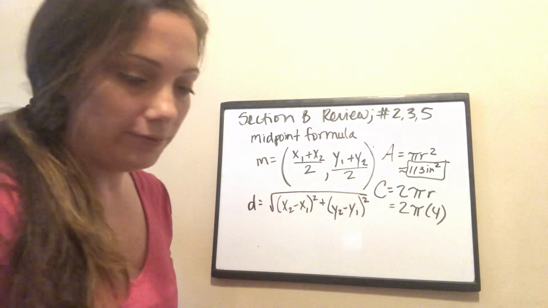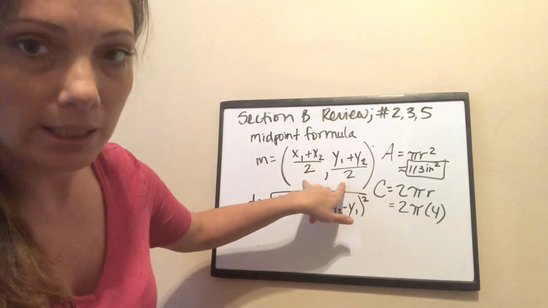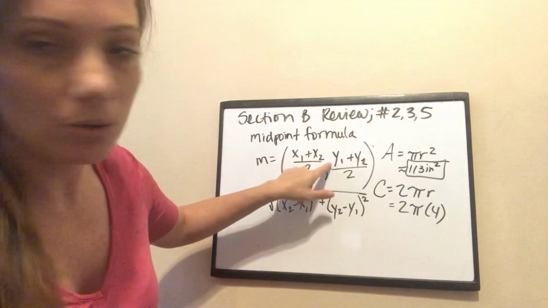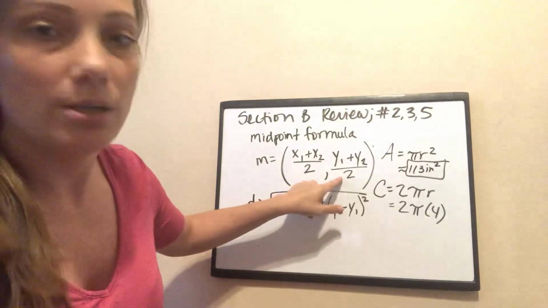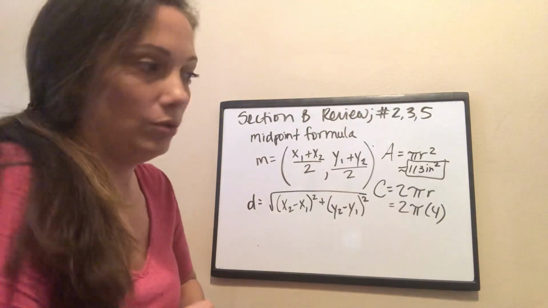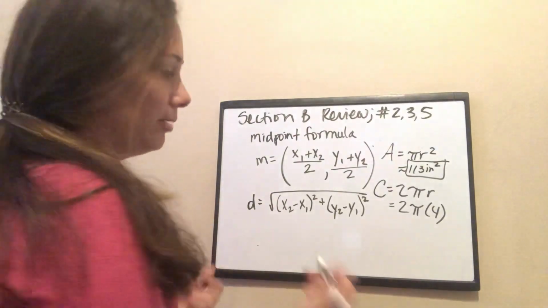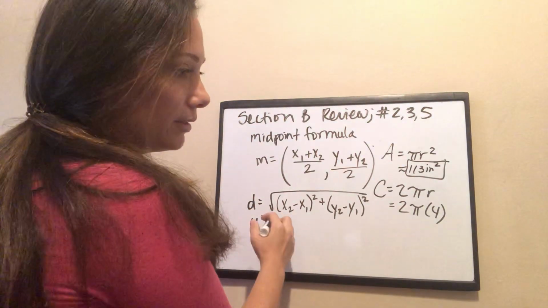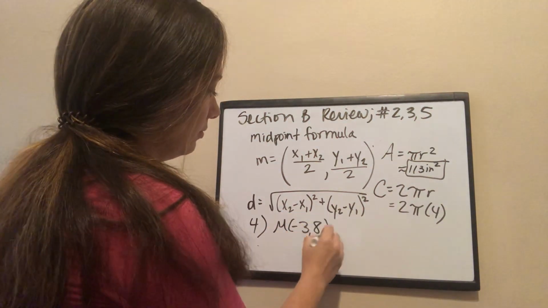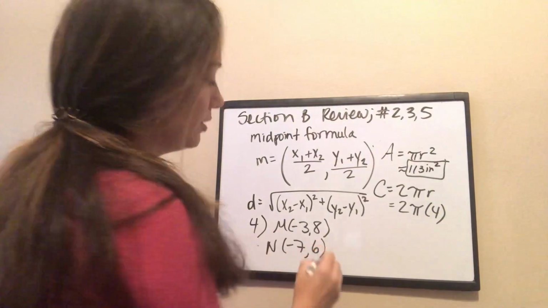All right, 4 and 5, you can use the midpoint formula if you'd like, and I put that here. The midpoint formula simply takes the x coordinates and finds the average, or the middle of them, and takes the y coordinates of 2 points and averages them or finds the middle. So it finds the midpoint of your 2 coordinates. You can do that, but also on 4 and 5, you can just kind of mental math it. So for example, on number 4, they tell us that we have m at negative 3, 8, and we have n at negative 7, 6. They want us to find the midpoint.